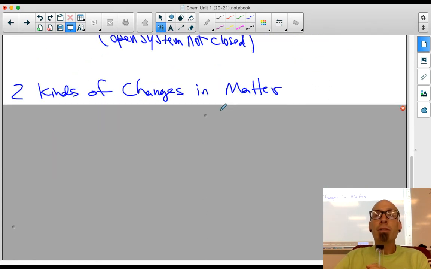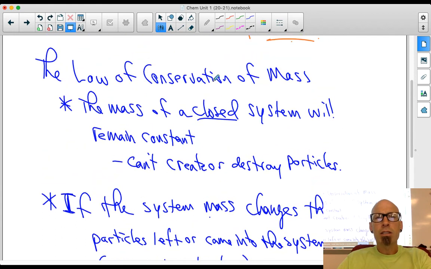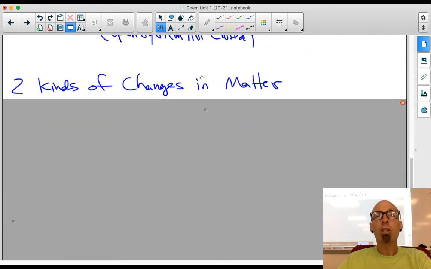During this little lab situation, we had two kinds of changes, right? There's two kinds of changes in matter. Now, this does not affect whether there's an open or a closed system. It does not change the fact that there is this thing called the law of conservation of mass. That's still a thing, regardless. But I'm telling you that of the four things we did in class for this mass and change lab, there's two kinds of changes that we saw.